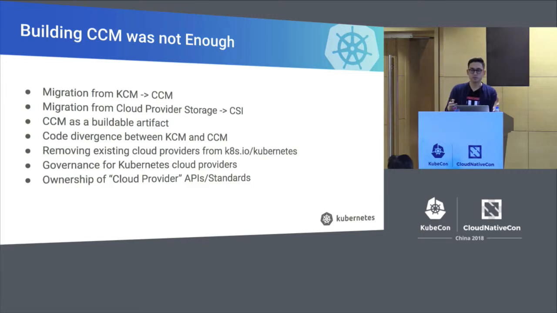So once we actually built the Cloud Controller Manager, which I don't think actually building it took that long, but once we built it, we realized that it wasn't enough just to build this thing. We now had to worry about how we actually migrate users from the Kube Controller Manager to the Cloud Controller Manager. We also have to worry about cloud provider storage, which is interesting because there's a separate provider for the storage interface, which I'm going to talk about later. And we also had to plan out how to actually move the existing providers that were in the main tree to their own providers out of tree.